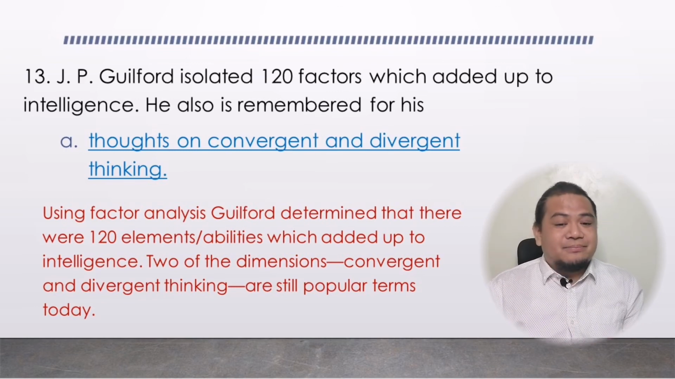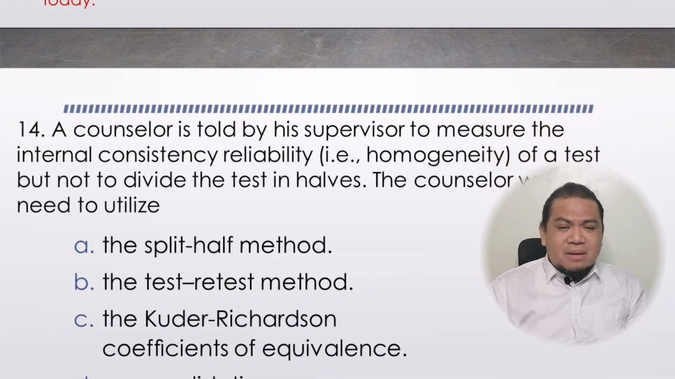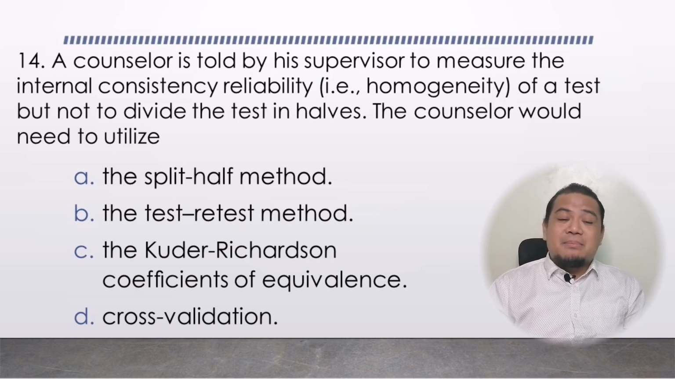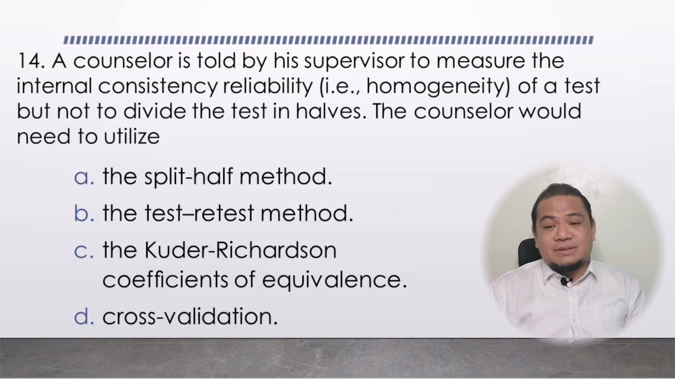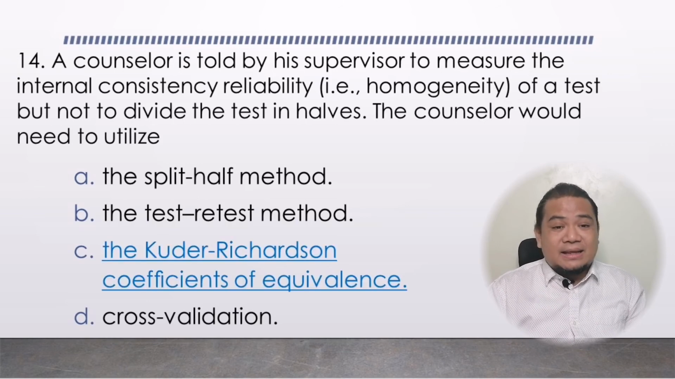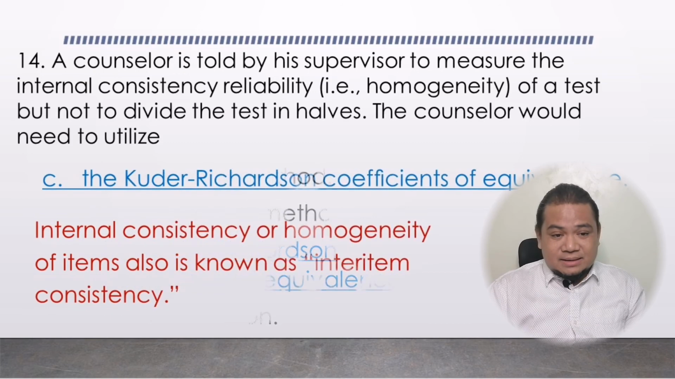So choice D would reflect primarily the work of Binet and Simon. Number 14. A counselor is told by his supervisor to measure the internal consistency reliability of a test, but not to divide the test in halves. The counselor would need to utilize, and the answer is letter C, the Kuder-Richardson coefficient of equivalence.